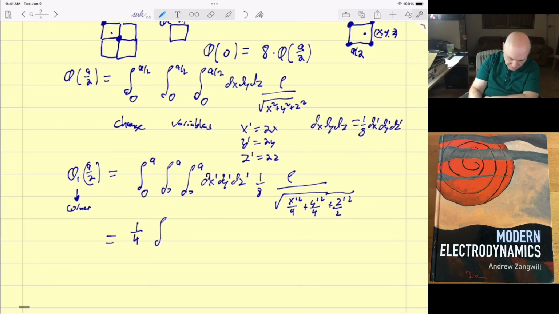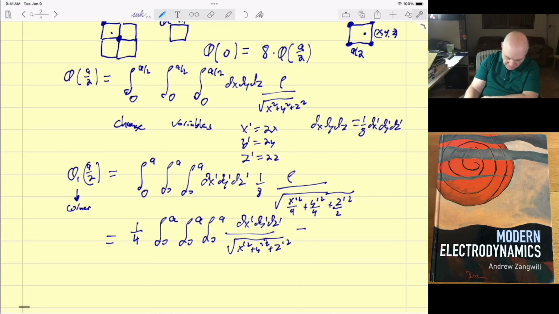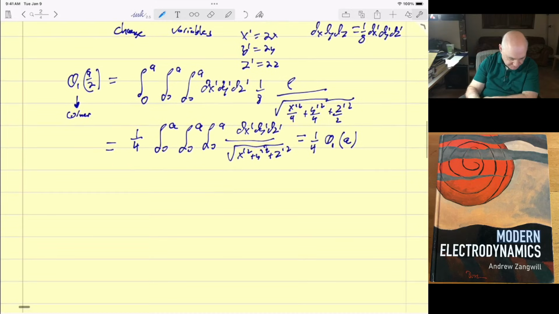So I get 1/4 the integral from 0 to a, the integral from 0 to a, the integral from 0 to a, dx prime, dy prime, dz prime over the square root of x prime squared plus y prime squared plus z prime squared. And this is just equal to 1/4 of the potential at a corner of a cube with side a. So that's just the scaling, and you could have easily figured this out without doing this computation.